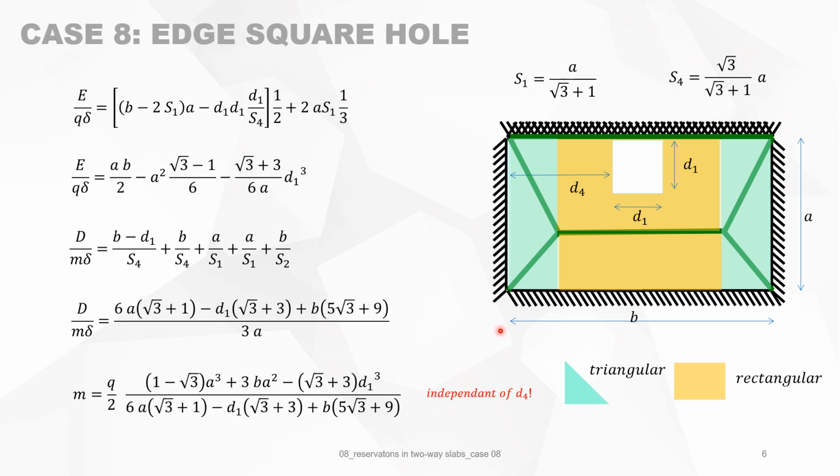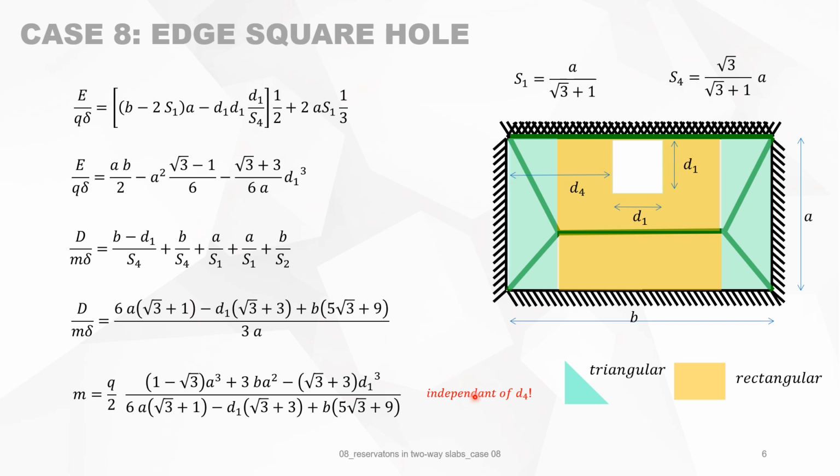When you look at it more closely, you will see that this reservation is not cutting any yield lines, except this small portion here, but for the rest, it's not cutting those yield lines. So it's a little bit logical that the maximum bending moment is independent of D4. But D4 gives you a limitation on the use of those formulas.